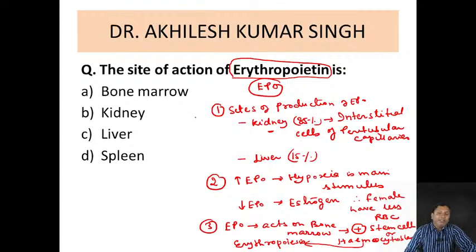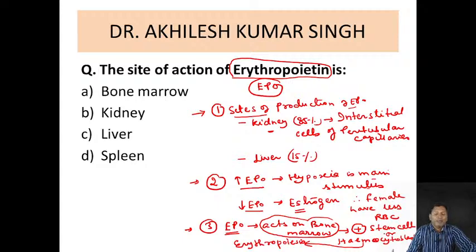So remember these important things on erythropoietin, which have been asked many times in the MCI exam. Sites of erythropoietin production, or the source of the erythropoietin. What will increase it: the main stimulus is hypoxia. What will decrease it: remember one hormone here, estrogen. And where it acts: on the bone marrow, on the stem cell or hemocytoblast, leading to erythropoiesis or RBC production, right? So this is a very simple question. The site of action of erythropoietin is very simple here. Answer here is bone marrow.